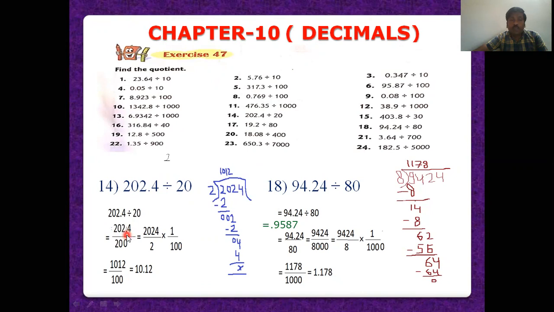202.4. Remove this point and divide it by 20. Write the 20 in this column. And remove this point. How many digits after this decimal point to the right side? Yes, one digit. So write one zero after this 20.